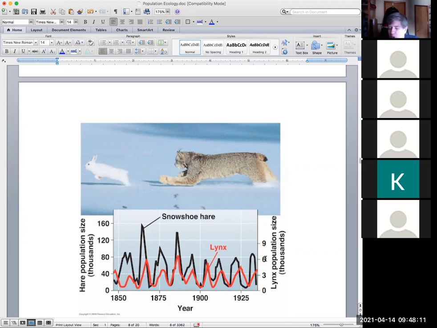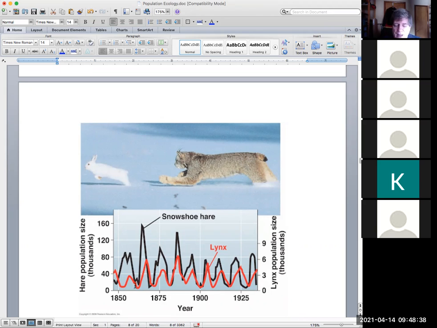And this shouldn't be surprising. Notice the predator population is smaller than the prey population. Remember, these are both mammals. And what do we know about mammals? They're endothermic and homeothermic. So they both have relatively high body temperatures. So it takes a lot of snowshoe hares to feed a lynx to keep it alive for a year. So the population of predators should be smaller.